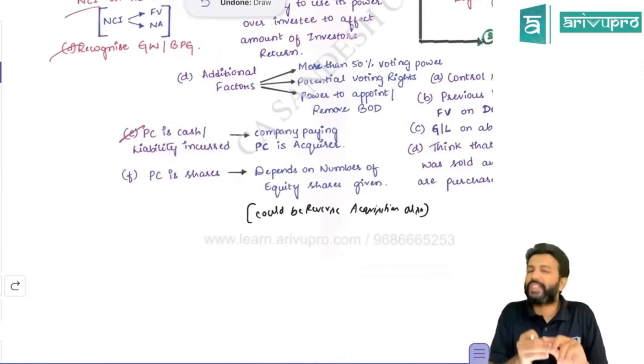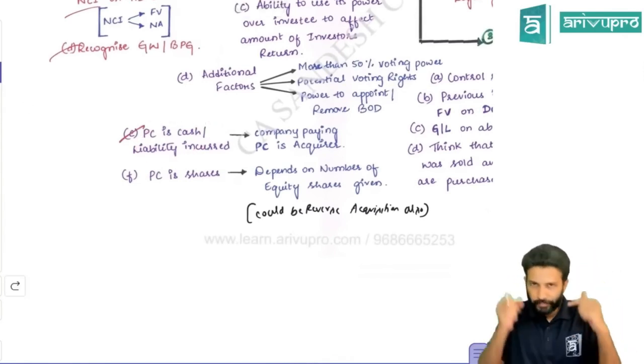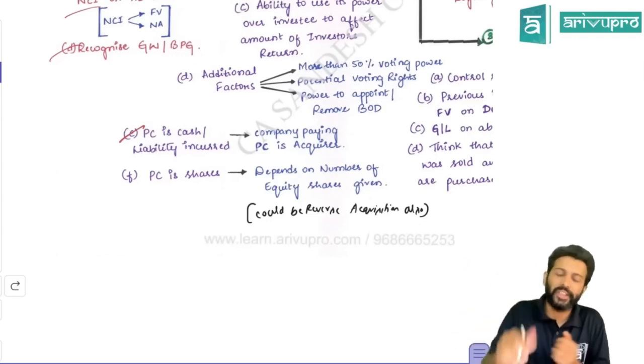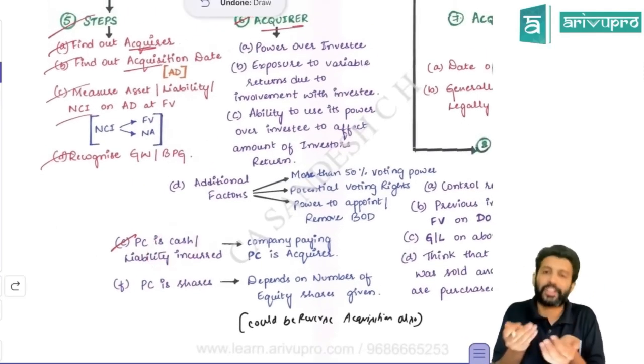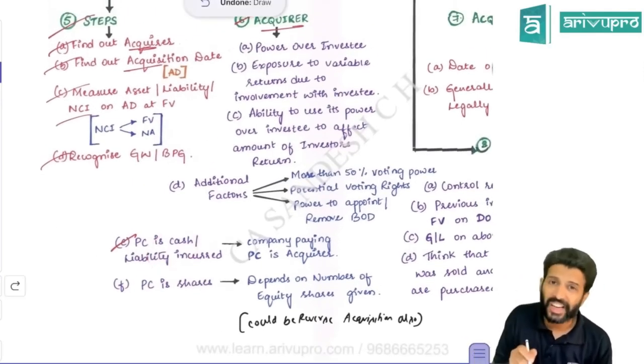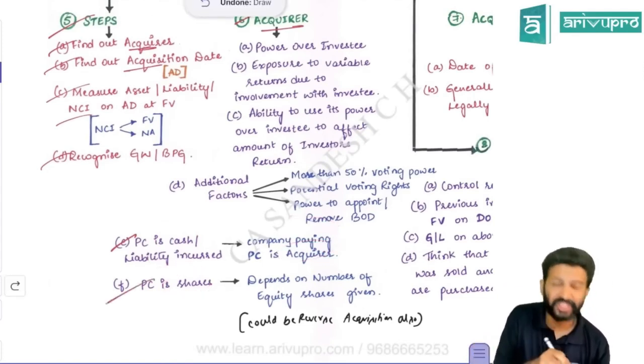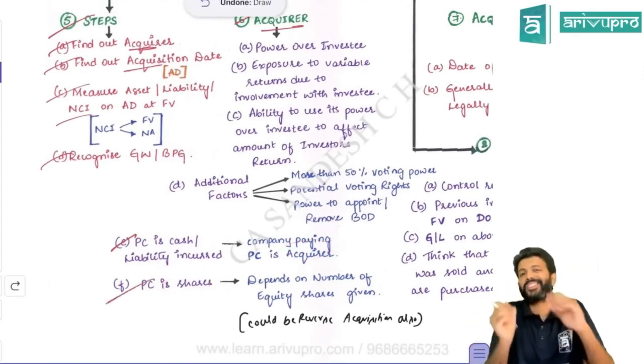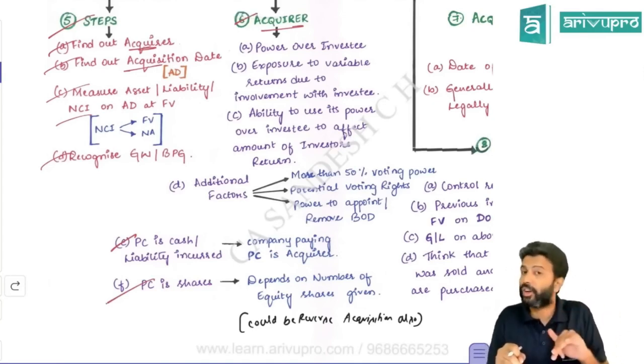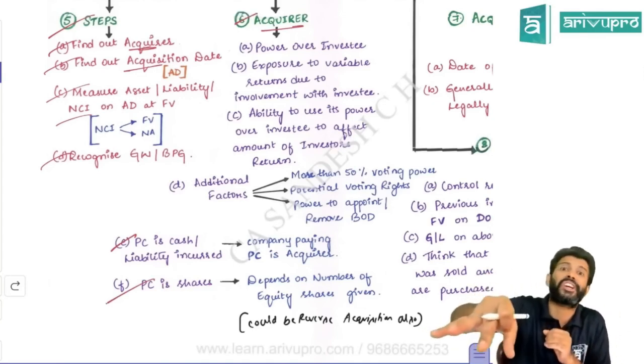Now, PC paid in cash. Normally, the acquirer is that person who will discharge PC. If PC is discharged in cash, then the entity giving this cash is usually the acquirer. However, if PC is issued in shares, if purchase consideration is discharged in shares, it's not necessary that the company issuing shares is the acquirer.